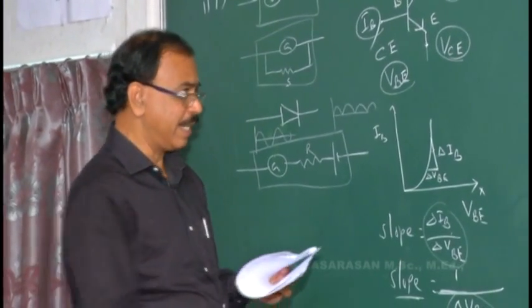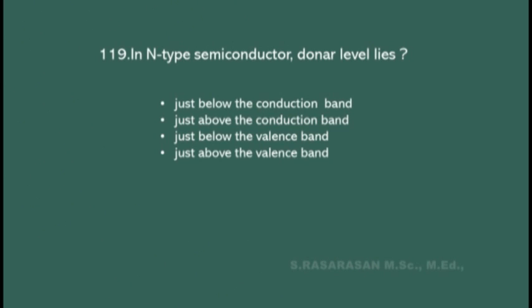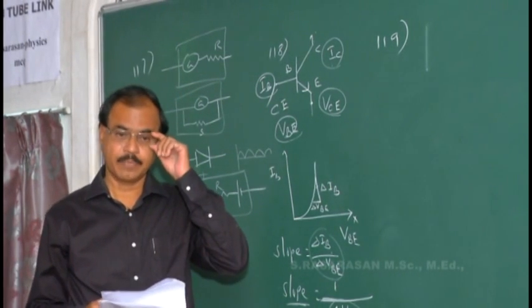And then 19. In an n-type semiconductor, the donor level lies just below the conduction band, just above the conduction band, just below the valence band, or just above the valence band. So in solids, energy bands are available. What is called an energy band?